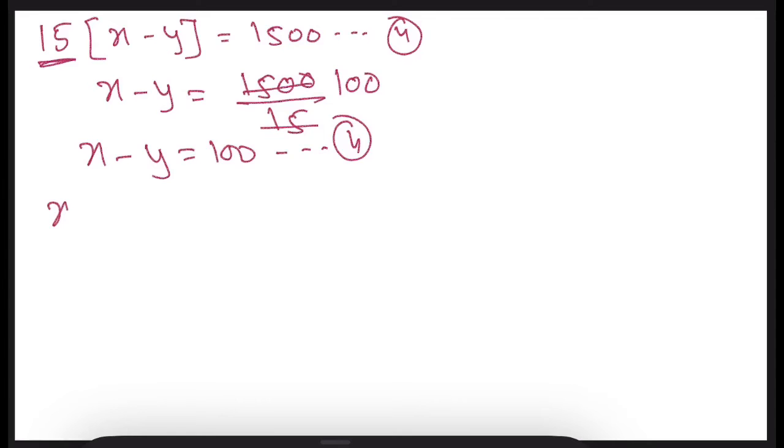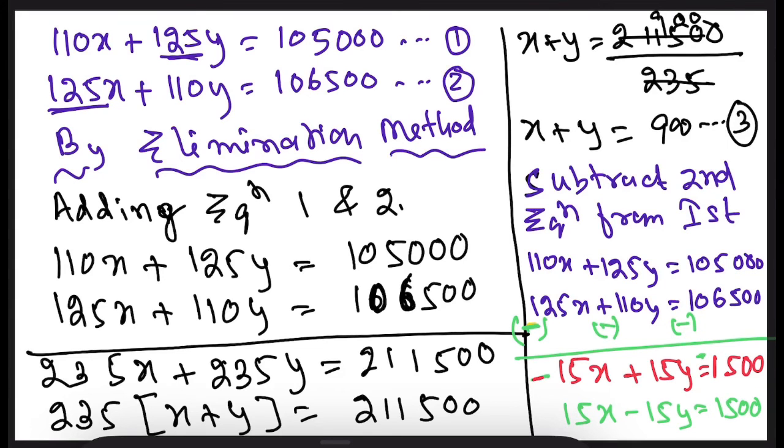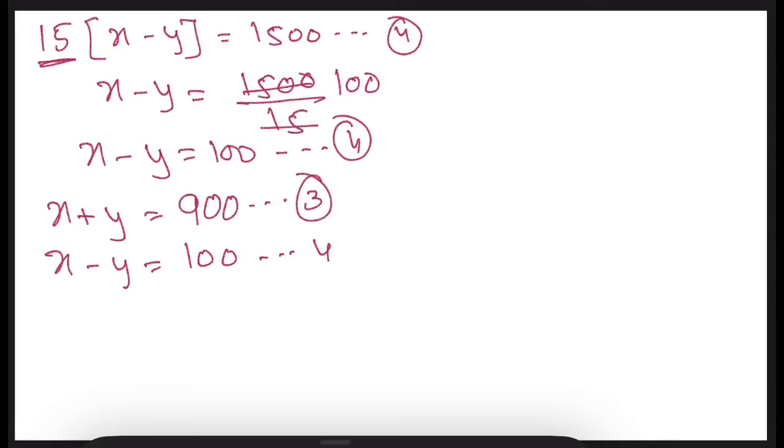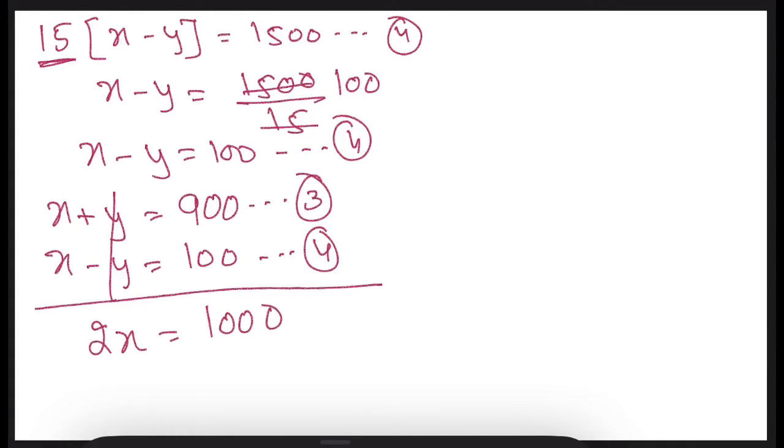What is our third equation? Third equation is x plus y equals to 900. This is our third equation. And x minus y equals to 100. This is our fourth equation. By what? This cancels. Add karo. So gone. Then 2x equals to 1000. X equals to 1000 upon 2, that equals to 500. यहाँ क्या है? By adding.